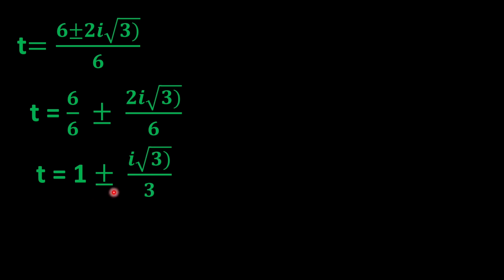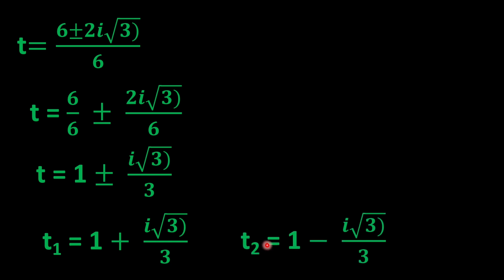And now we will write this plus minus separately. So this is our first value, that is t1 equal to 1 plus iota under root 3 divided by 3, and the second value is t2 equal to 1 minus iota under root 3 divided by 3. Please ignore this small bracket, it is additional, so no need of this small bracket. So now we have two values of t, that is t1 and t2, and we have solved one part of the equation out of the two.